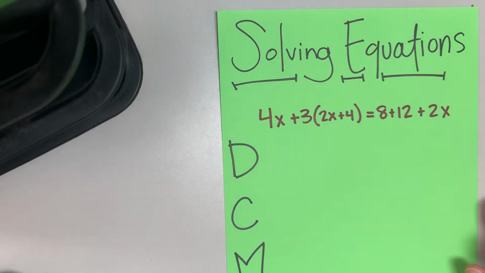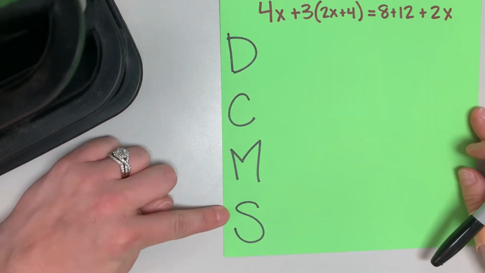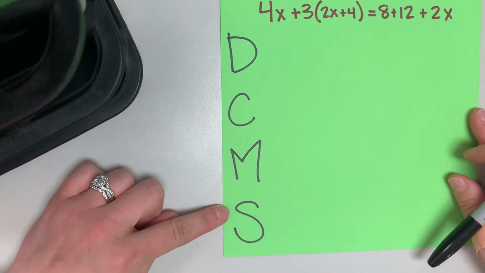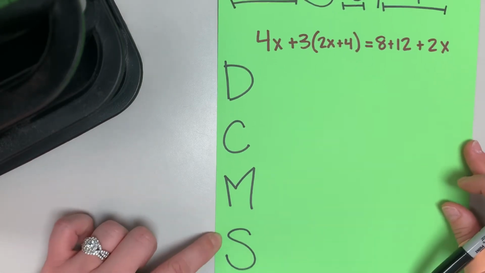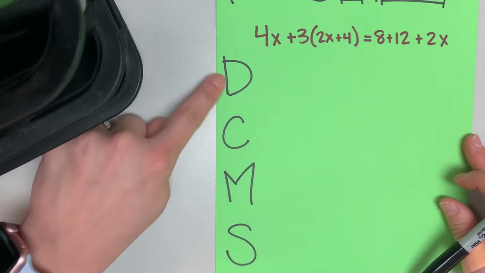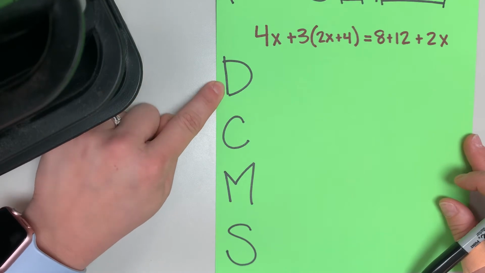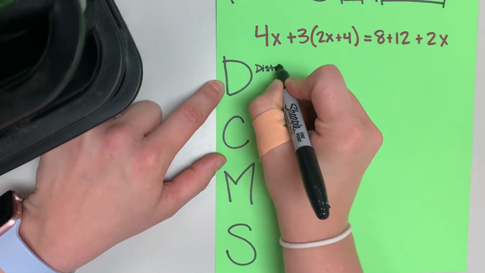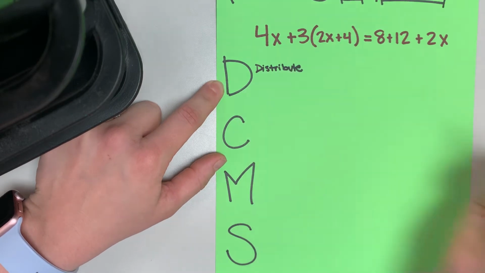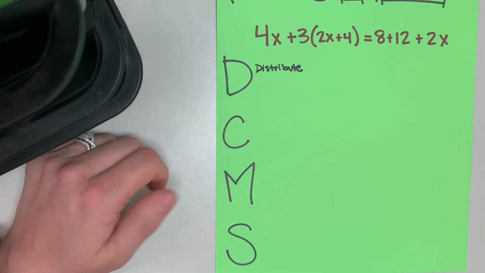So anytime you're solving equations, you always want to follow a DCMS protocol. Okay, so what is that? You're going to take your equation and follow these steps in order to get to the answer. So D is to distribute. You always want to look for the distributive property. Is there anything that I need to distribute?